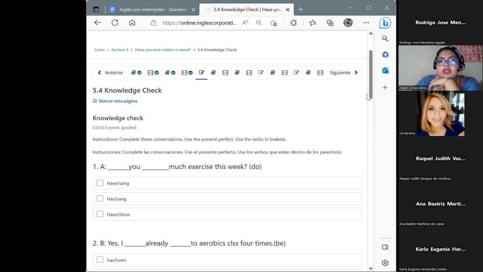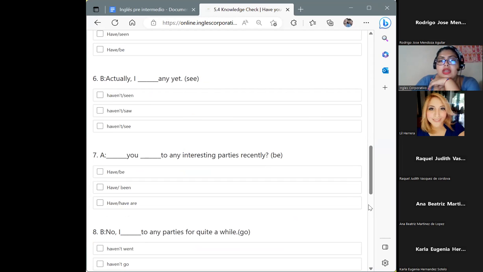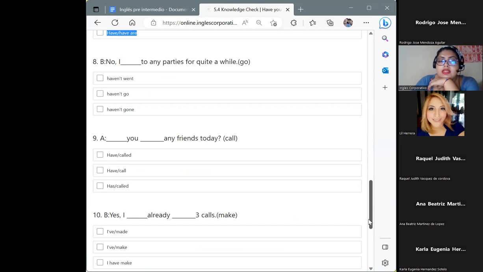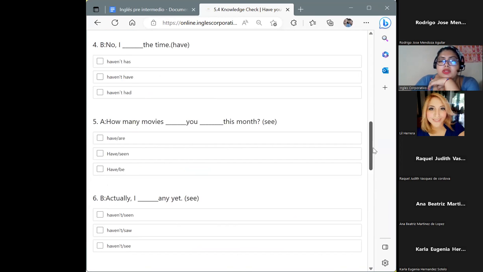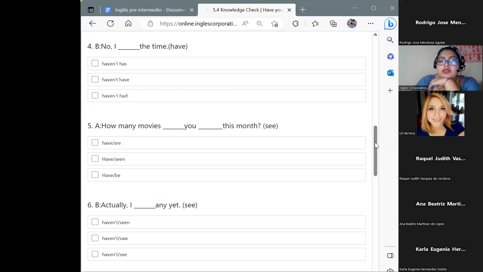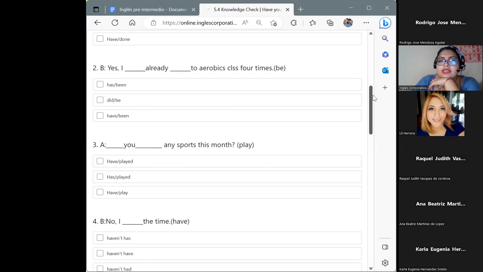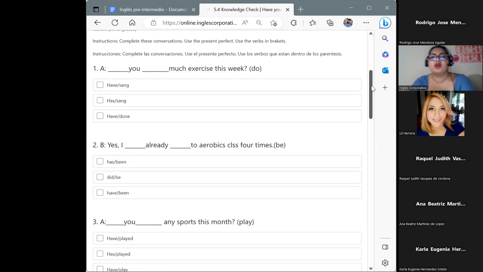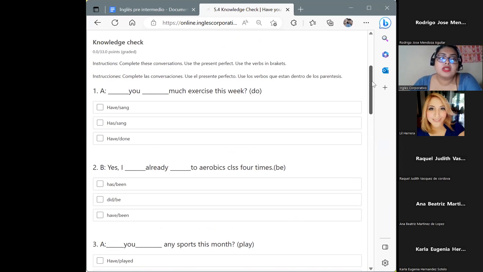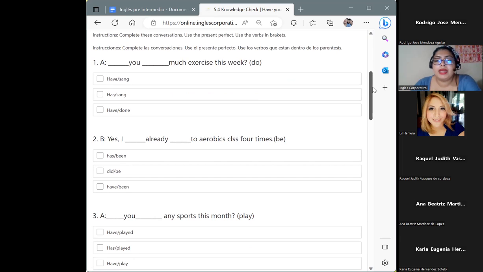In that case, you're just going to use it in a specific place. And in this case, we're going to complete this one because we have 2 minutes to do it. So let's go. I have time, or we have time, I mean. So we're just going to complete the conversations. We're just going to use the present perfect of the verbs in brackets. Vamos a utilizar el presente perfecto de los verbos que están en paréntesis.